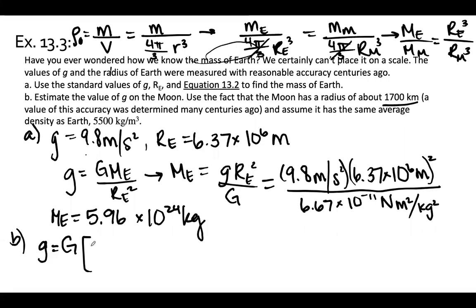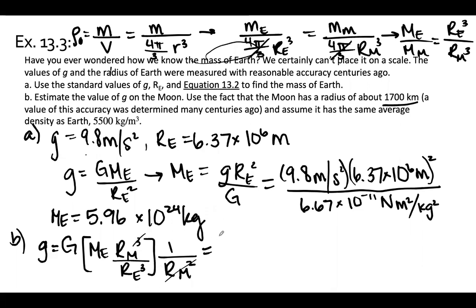The mass of Earth times the radius of the moon cubed over the radius of the Earth cubed. And then we have divided by r, or the radius of the moon squared. All right, so then the radius of the moon squared can cross out with two of these.